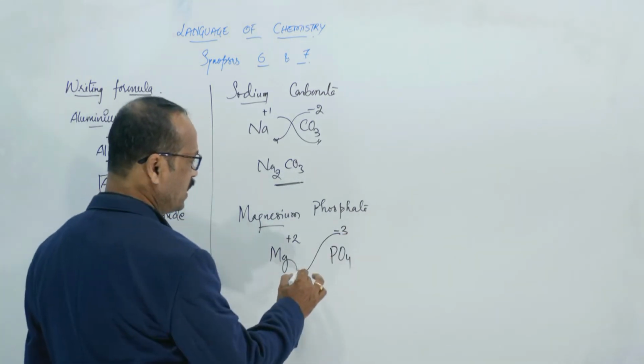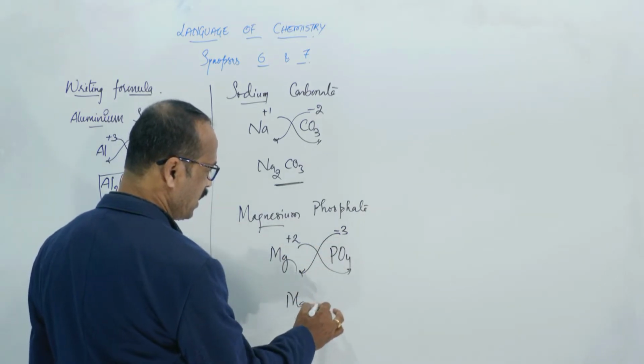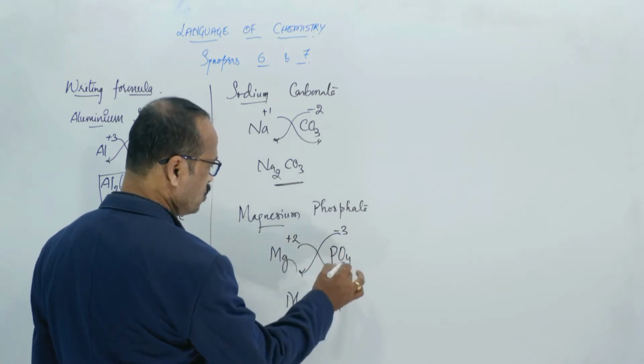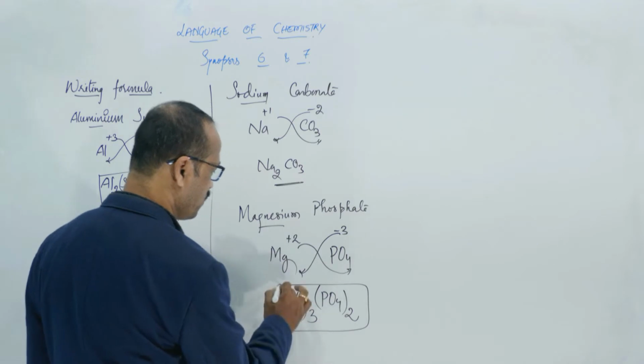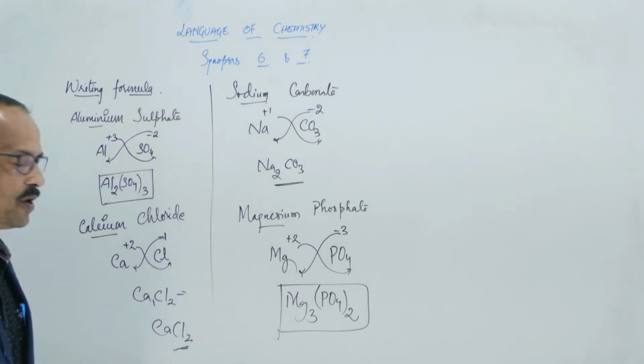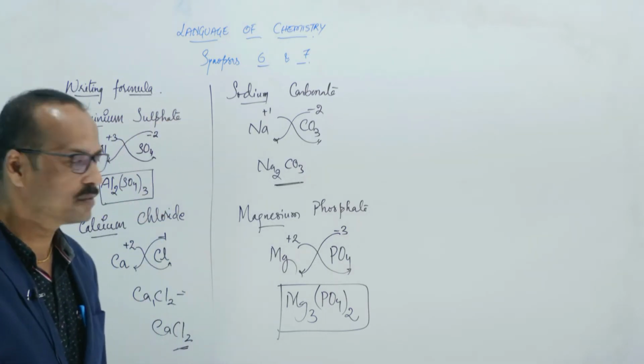Crisscross. Bring 3 here and 2 there. So Mg, 3 is coming here. PO4, this 2 is coming there. So put a bracket and write 2 here. So the magnesium phosphate formula is what? Mg3(PO4)2, the PO4 taken twice. Clear? Any doubt?